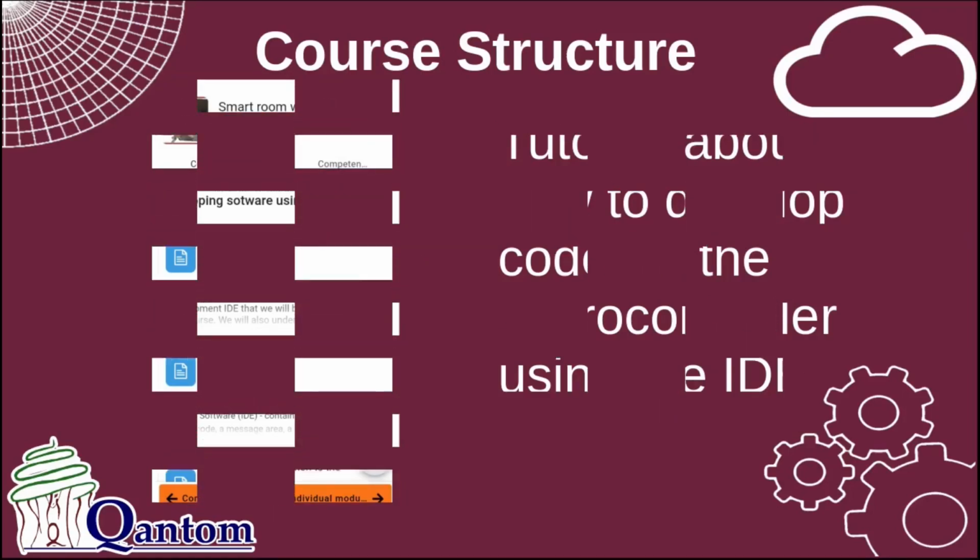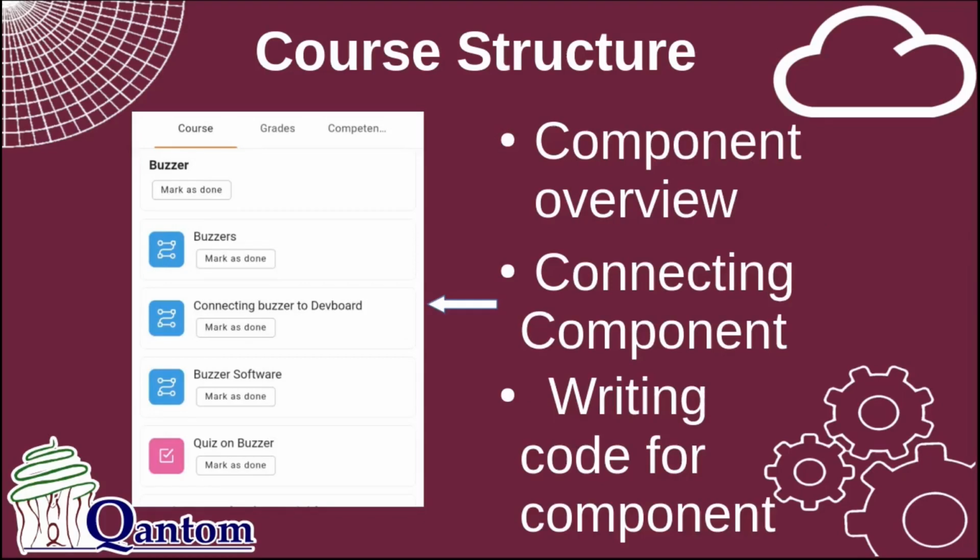The next section will cover the remaining components specific to this project. For any component, typically there will be 3 subsections. A. An overview about the component. B. A tutorial about how to connect the component to the project board. And C. A tutorial about how to write ESP8266 code for the component.